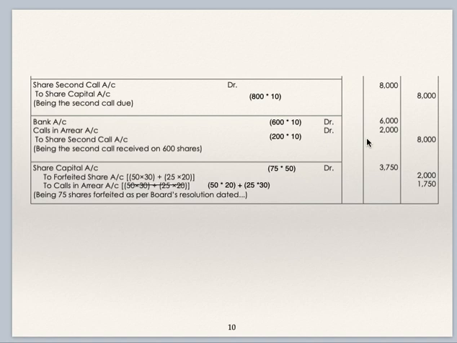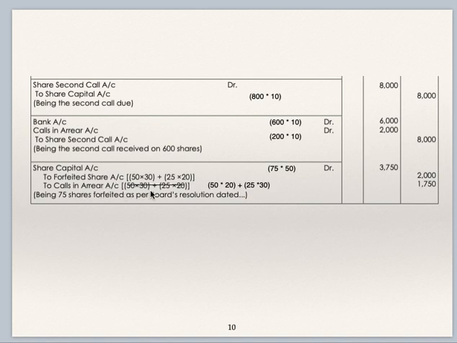These 75 shares on which less than 40 rupees is received, they have forfeited. So entry for forfeiture: share capital account debit 75 into 50, 3750. Number of shares forfeited are 75. Amount called up is 50. To forfeited shares account, on 50 shares they have received 30 rupees and on 25 shares they have received just 20 rupees application money. So 50 into 30 plus 25 into 20 is received on these 75 forfeited shares. 2000 they have received, which gets transferred to forfeited shares account.